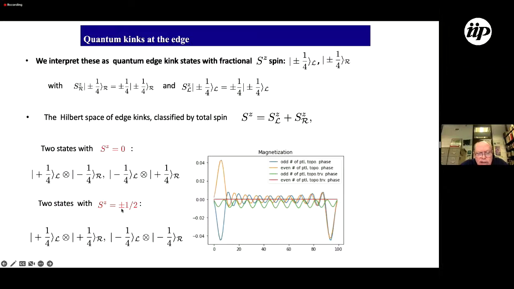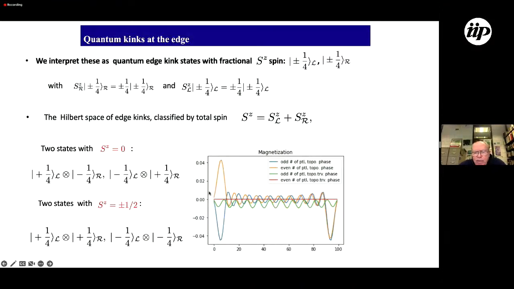And the 2 states, I'm sorry, the other way around. These are the 2 states, the 2 singlet states, while the 2 spin half states are half here, a quarter here and quarter here, and minus quarter here and minus quarter here. Altogether 4 states, fractionalizing the spin at the edges, and that is one of the hallmarks of being in a topological non-trivial phase.